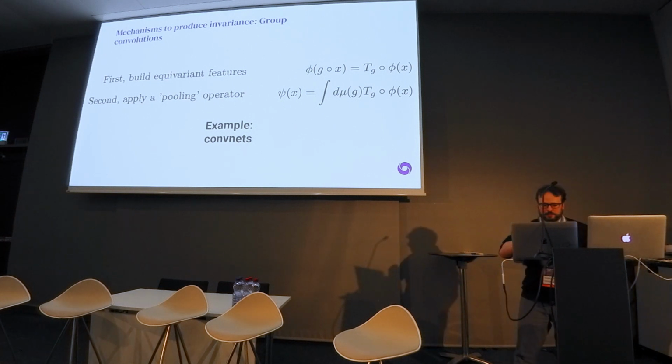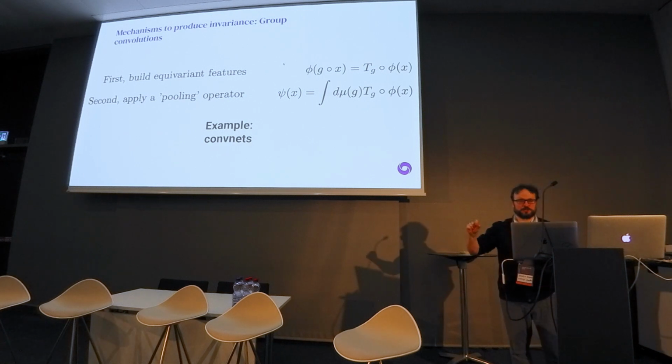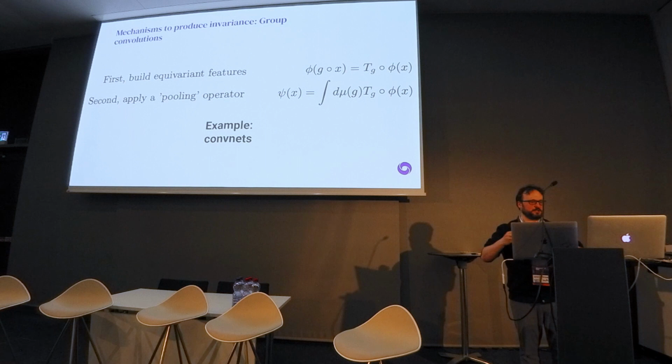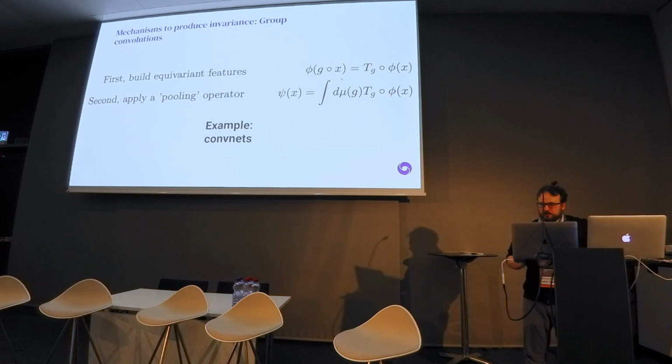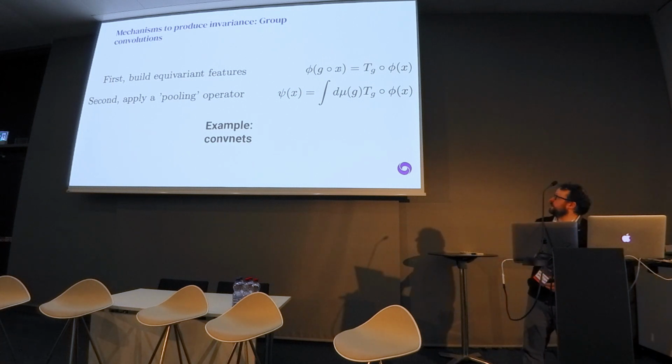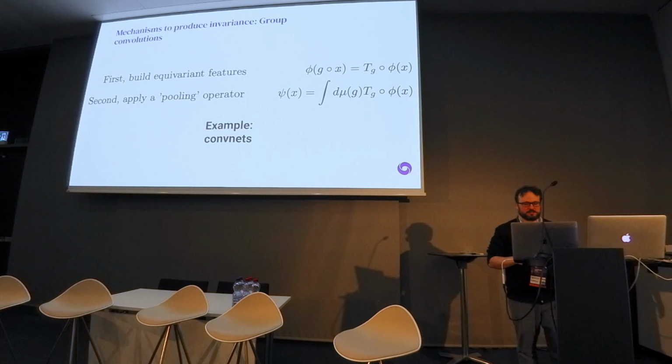So the convolutional operator is nothing but a group convolution operation. It's convolving over the elements of the translational symmetry group. Of course, it's an approximated symmetry because you're discretizing the image as a grid. And the way of building invariance is by applying a pooling operator on top of a group convolution. That's the most trivial mechanism that we could use to build invariance.